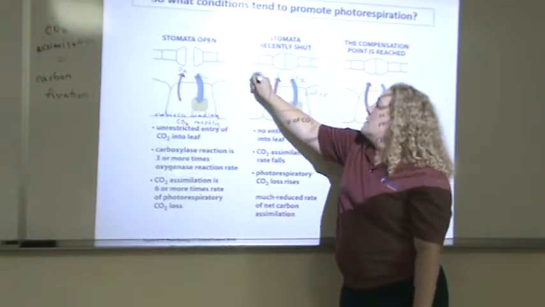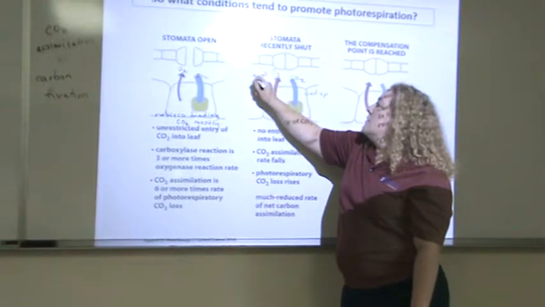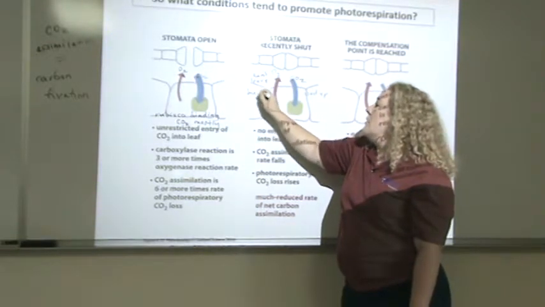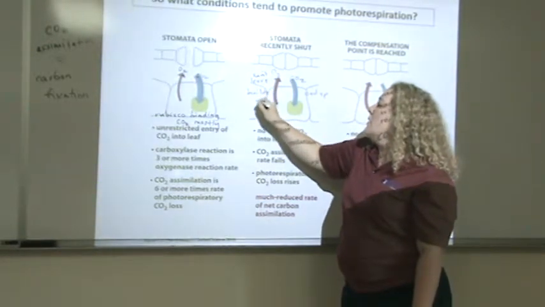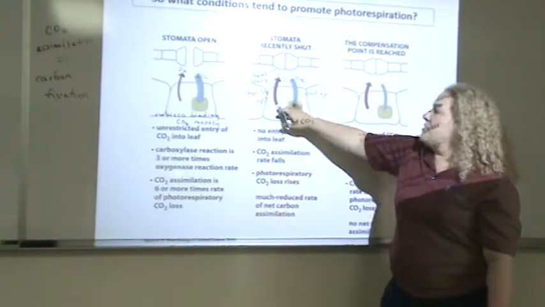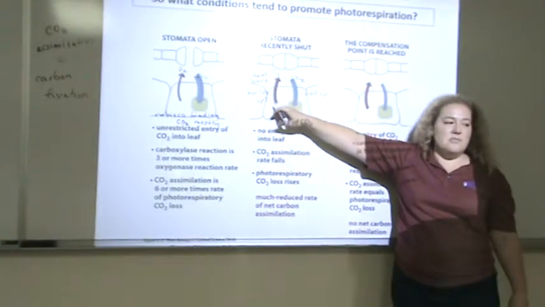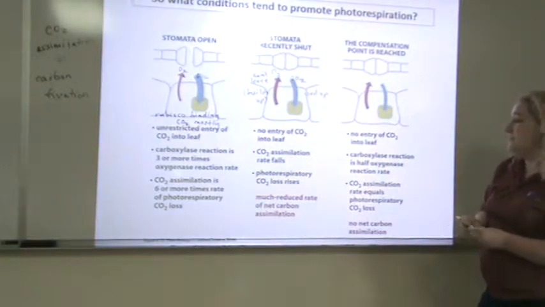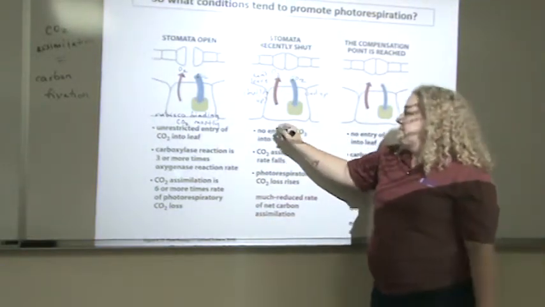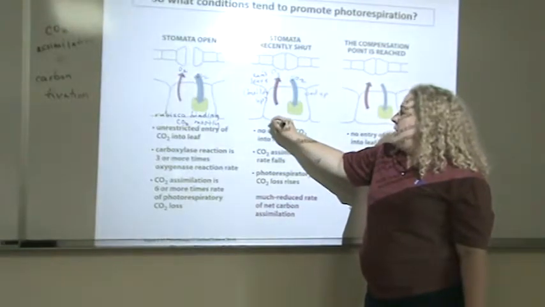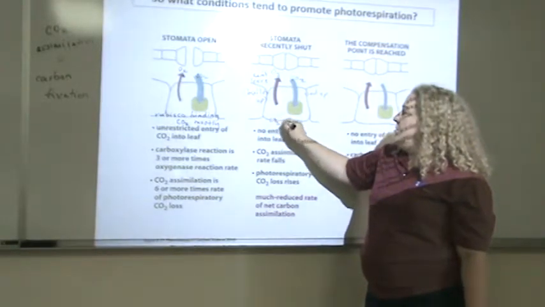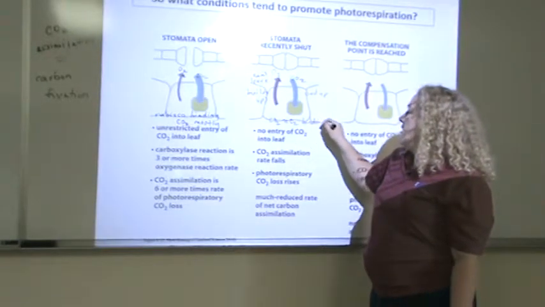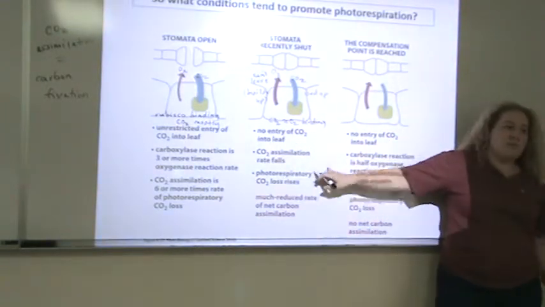Oxygen can't leave. So the oxygen builds up. And that shifts the balance between how much CO2 is there versus oxygen. And so in that case, the levels of CO2 binding are about equal to oxygen binding. And the plant will start to do more photorespiration.